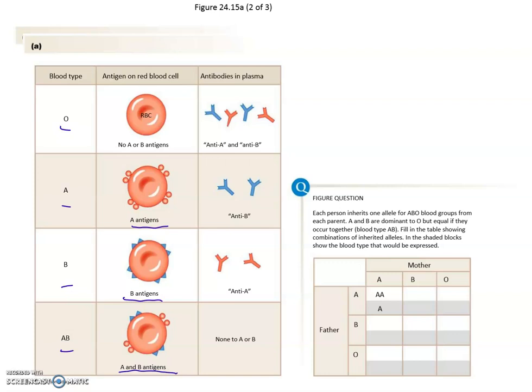Consequently, the antibodies that will be found in the plasma. So if you are blood type O, then you're going to have anti-A and anti-B antibodies. If you are blood type A, then you typically have anti-B antibodies. If you're blood type B, then you have anti-A antibodies, and so forth. And if you're AB, then you have neither anti-A nor anti-B antibodies.